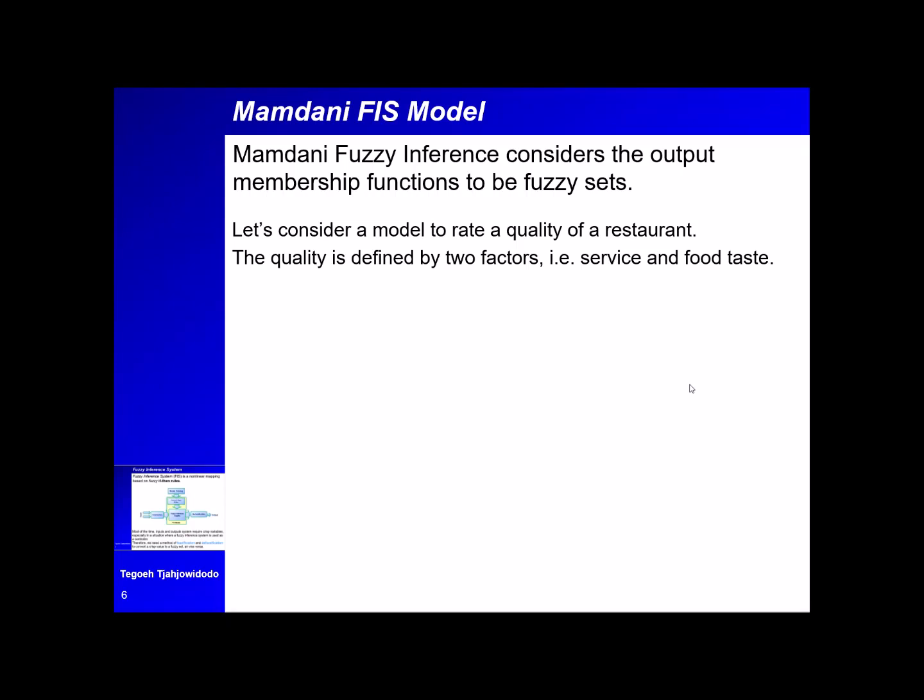So what I'm going to do now, I have a model to give a quality grade to a restaurant. Let's say I want to grade a restaurant, whether the restaurant is good or not. How are we going to give a quality grade to restaurants? Typically, if you want to say if this restaurant is good or not, the easiest way is just looking at two factors: how the service in the restaurant is, and the second one is how the taste of the food is, right?